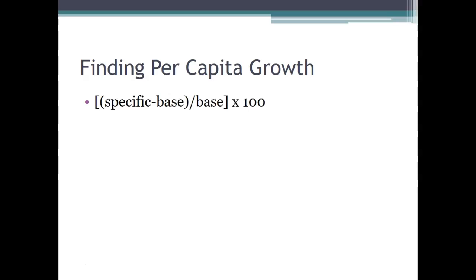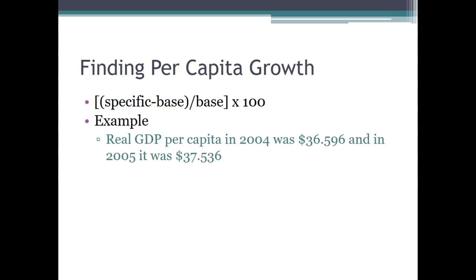So how do you find this? Finding per capita growth, we're going to do new minus old divided by old times 100. So for finding the per capita growth, specific minus base divided by base. For real GDP, if you're looking between 2 years, usually you look for percent growth. You go from year 1 to year 2 to year 3 to year 4. It's not always referencing the base year.